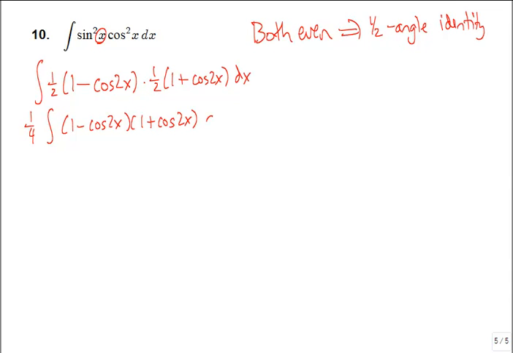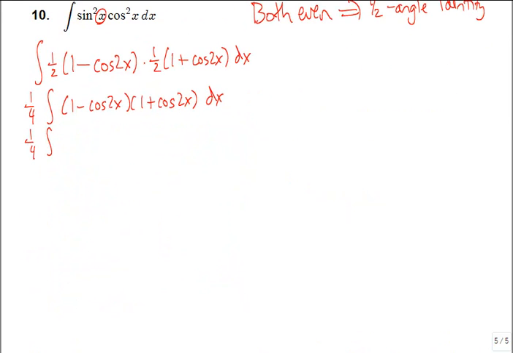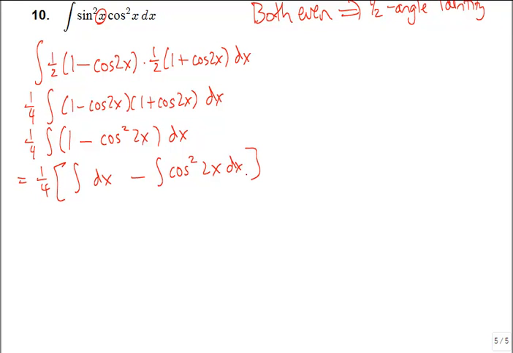We are going to need to FOIL that out. So let's do that. It's actually a difference of squares, so that means our middle terms are going to cancel out. So we're just going to get a 1 times 1. The inners and the outers cancel, and then we'll get a minus cosine 2x times a plus cosine 2x, which is a minus cosine squared 2x. So if we break this up into two integrals, we're going to get 1/4 times the integral of just 1 dx, or just dx, minus the integral of cosine squared of 2x dx.